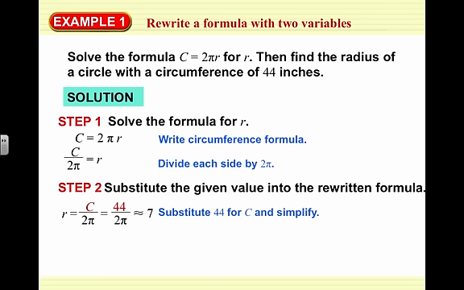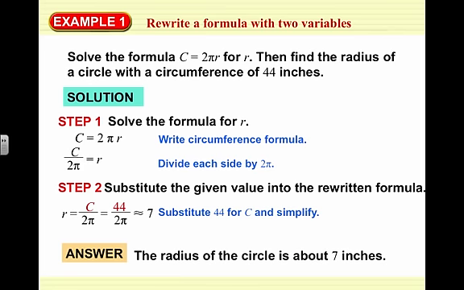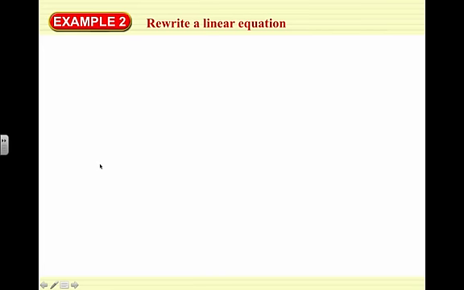So we get that r is going to equal 44 over 2 pi, which if you use your calculator, you'll see approximates to be 7. So the radius of the circle is about 7 inches. Now, really, even though this is saying that's the final answer, that's true. But when I'm checking things like this, I'm going to want to see the formula solved for r. Okay, so you need to make sure you've got C over 2 pi equals r somewhere.